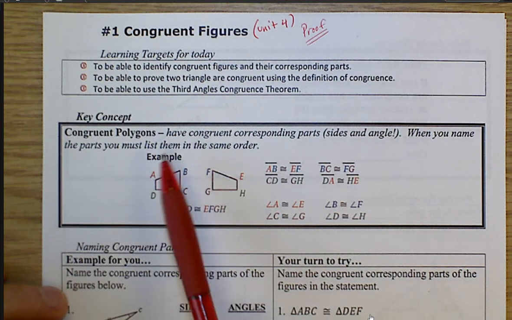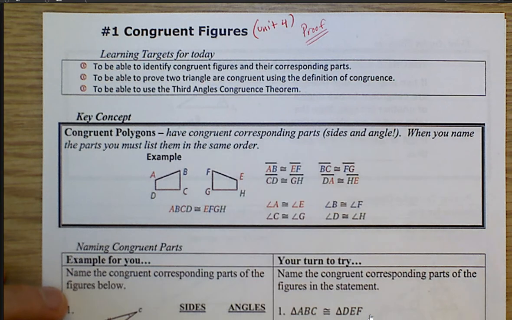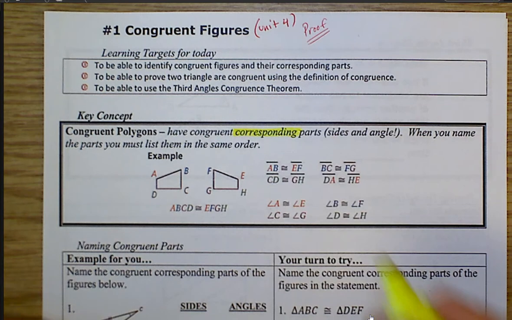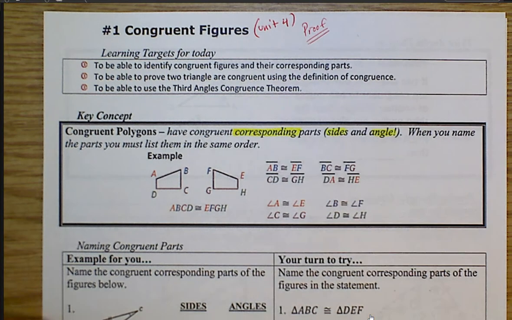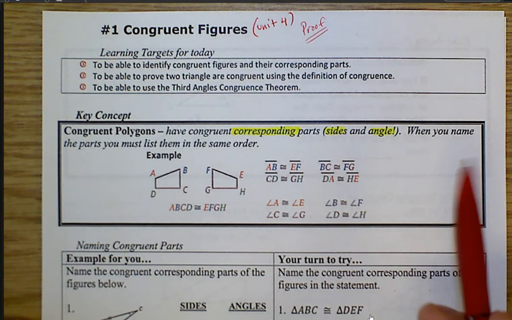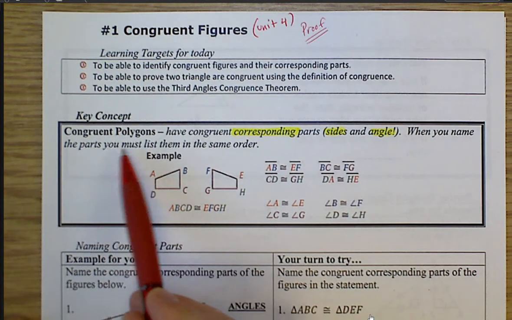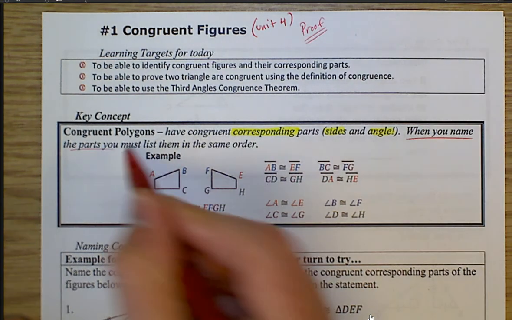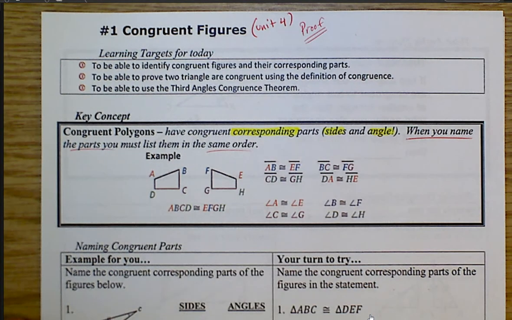Congruent polygons have congruent corresponding, that's a big word there, corresponding, parts, sides, and angles. That means if two polygons are congruent, if two triangles are congruent, then everything about them in the same location is equal. It says when you name the parts, you must list them in the same order. I could probably highlight this whole thing, but the same order is important, and that's why it's color coordinated.